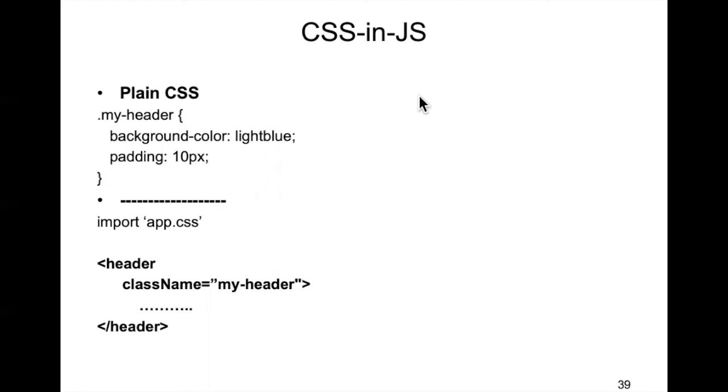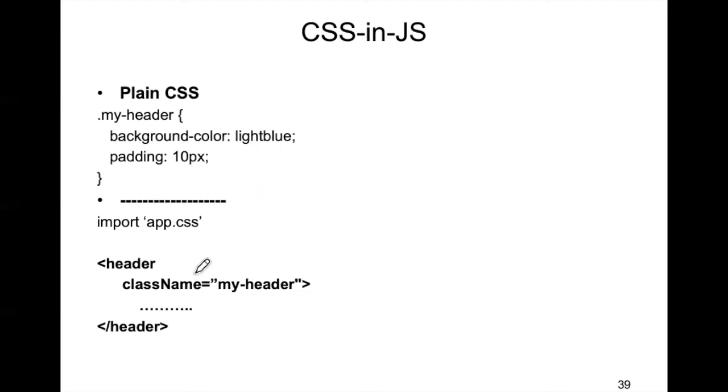And then we apply that CSS to our JSX element using the class name. We import the CSS file into our JavaScript file, and then we use the CSS rule, if you like, which I've defined up here. We use it using the class name attribute, which we've seen already. So that's, you might call it, just plain CSS application.